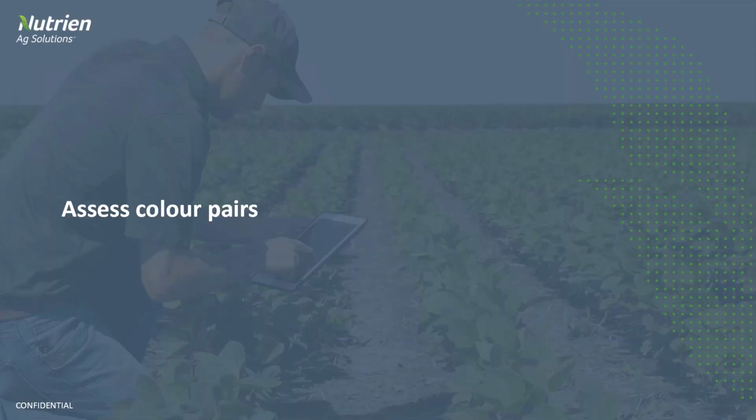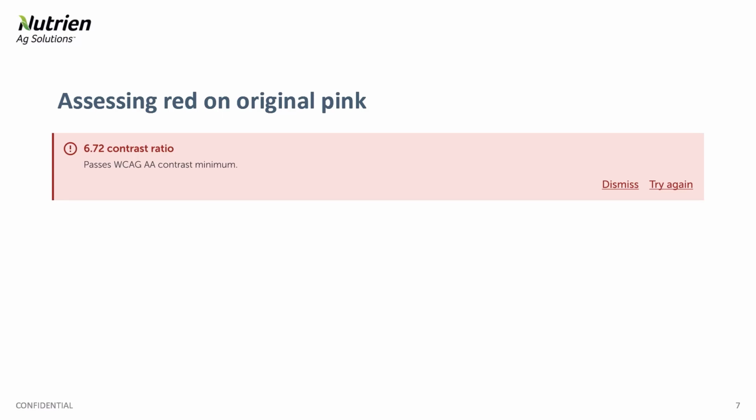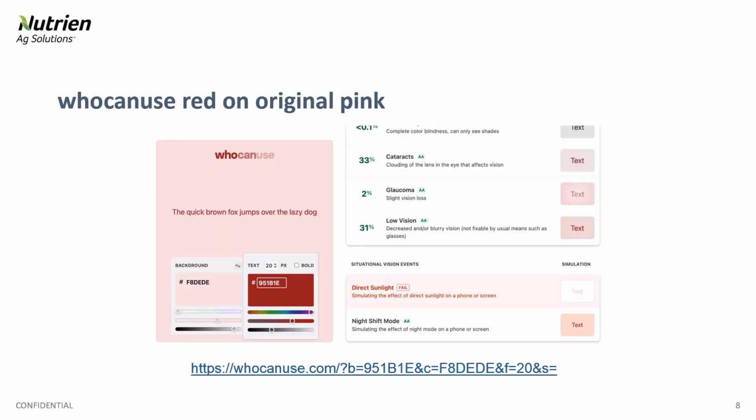I used the Whocanuse tool to assess the colour pairs we started with. Our initial palette was designed to comply with the WCAG AA contrast minimum. Let's take a look at how our original colours tested. Assessing the red text against the original pink background gives a contrast ratio of 6.72 to 1. This is more than enough to pass the WCAG AA contrast minimum. Putting the colour hex codes into Whocanuse, red on the original pink background fails the test of direct sunlight on a phone or screen.